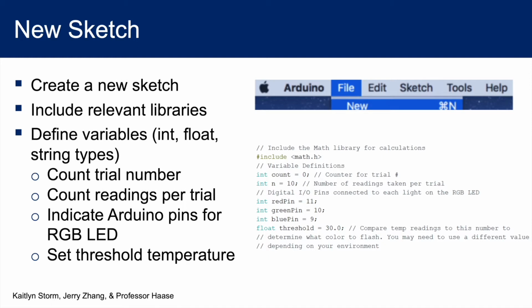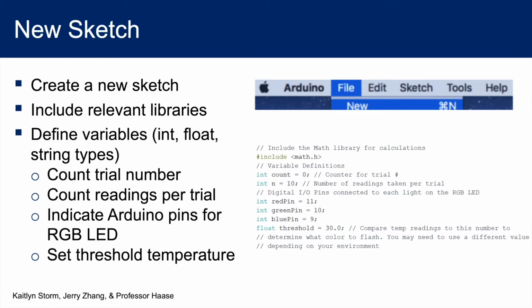Next, let's define some variables which can help store helpful information. There are several types of variables, and the most common are int for integers, float for numbers with decimals, and string for text. Since we are taking multiple trials and each trial has 10 readings, let's make 2 integer variables to keep track.